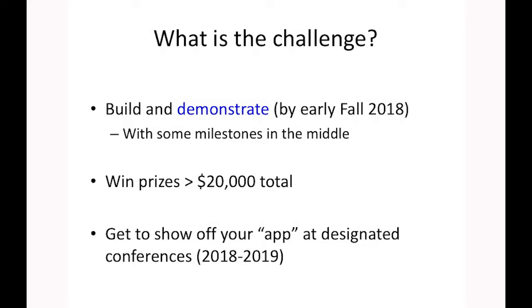The goal here is to build and demonstrate this app by, say, early fall 2018. So you have really six or so months. We'll provide you with some milestones in the middle. We have quite a lot of funding, thanks primarily to US Ignite, who's sponsoring this, and we'll also sponsor it from the university. We'll have at least $20,000 in prizes, plus some money we have set aside for the teams that are building this app.